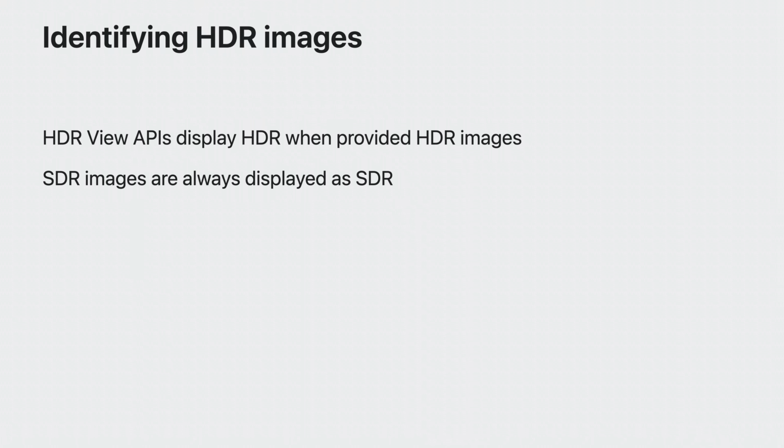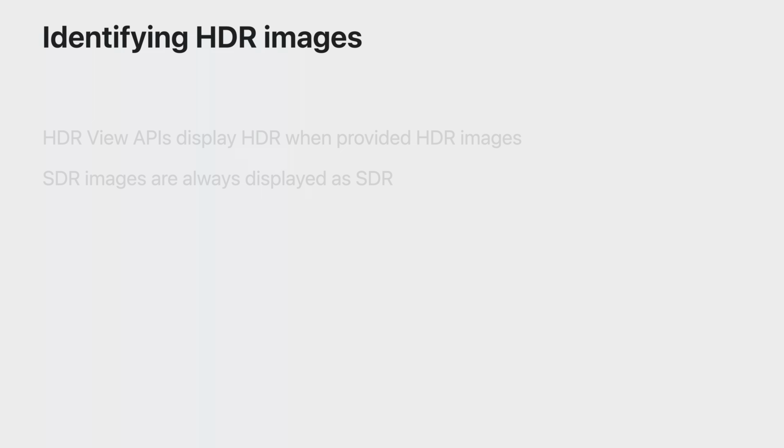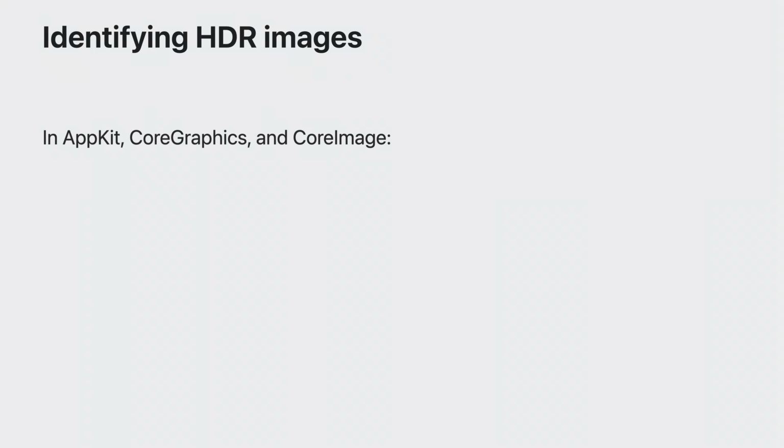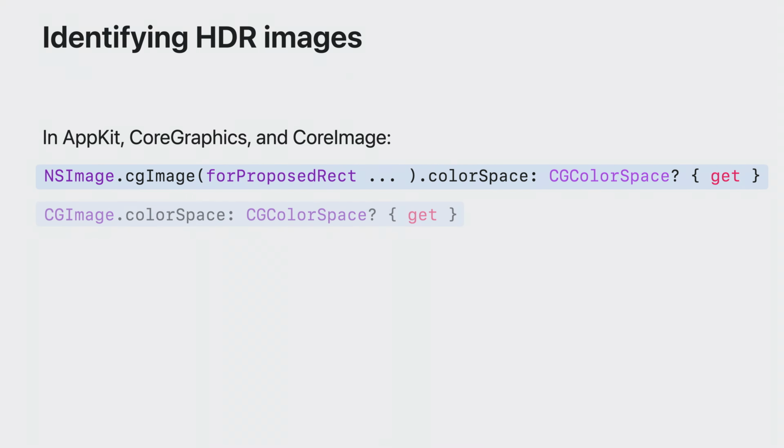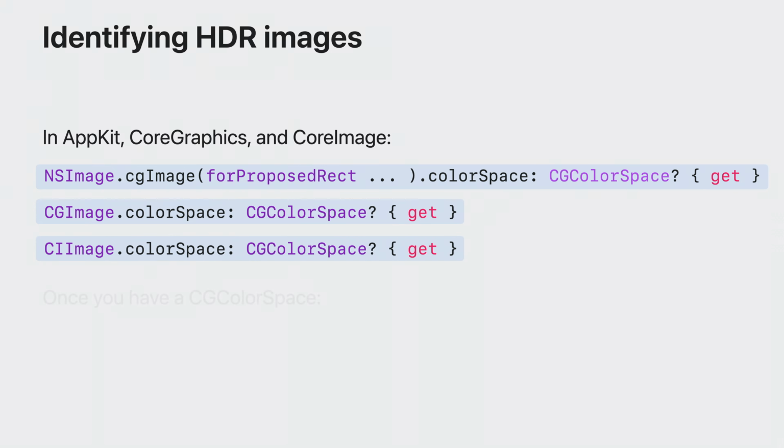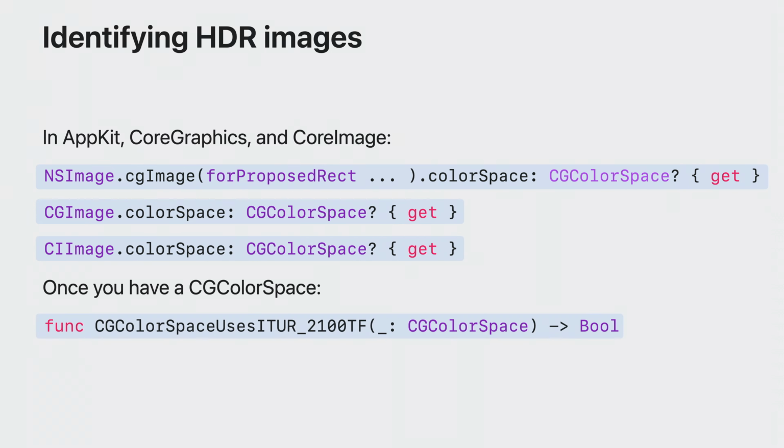However, you may have a pipeline or app that wants to identify if an image is HDR. With UIKit, you can check the isHighDynamicRange property to determine if the contents are ISO HDR compatible. With AppKit, CoreGraphics, and CoreImage, you will need to check the CGColorSpace of the image. The CGColorSpace uses the ITUR_2100 TF function, which returns true for ISO HDR images.